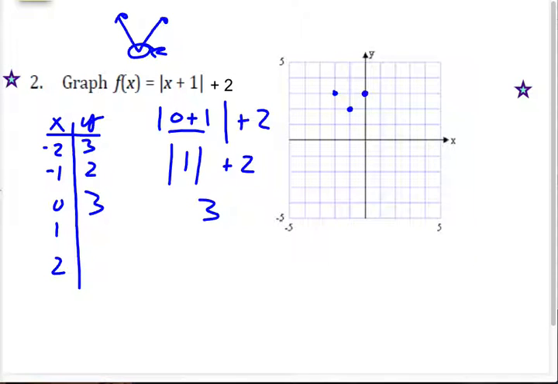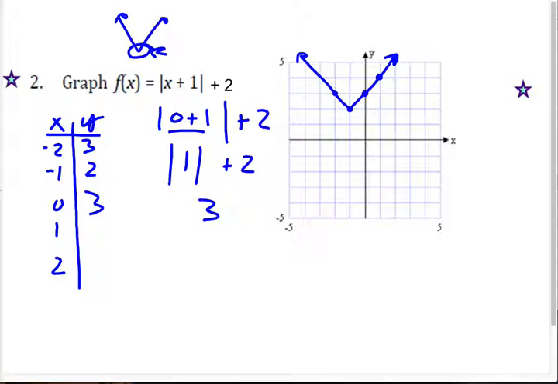So 0, 3. I can see right there that I have a V. I got my bottom point, the vertex, right there. I can just go up here, up here. I've graphed my absolute value. I'm done. You can still plug in 1 and plug in 2 and graph them. You can see that those points are going to be right here and right here. And it's still part of my absolute value function.